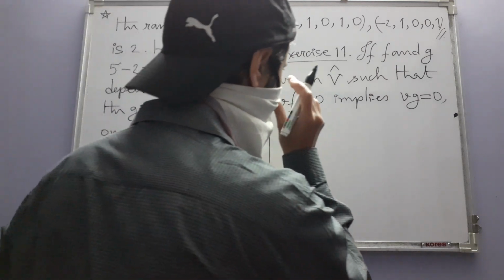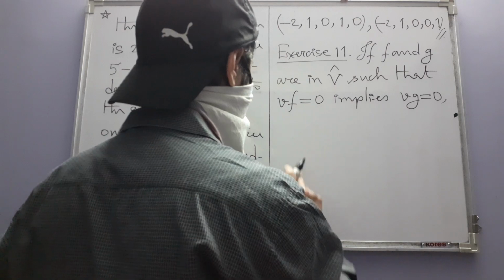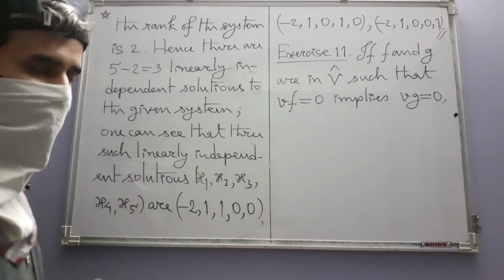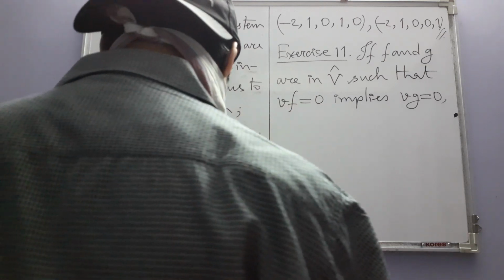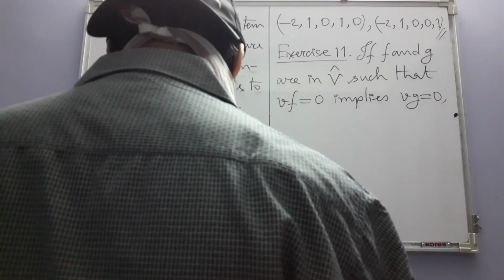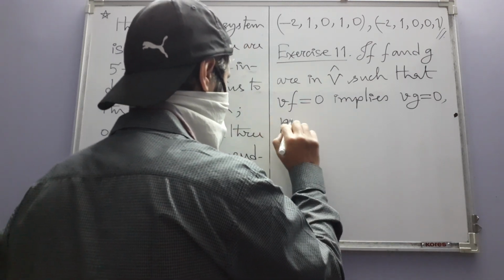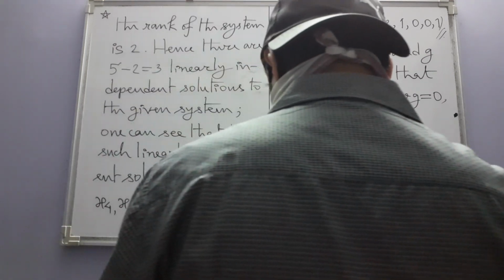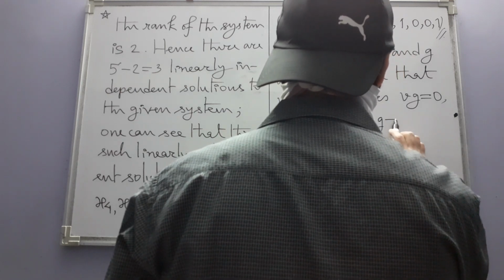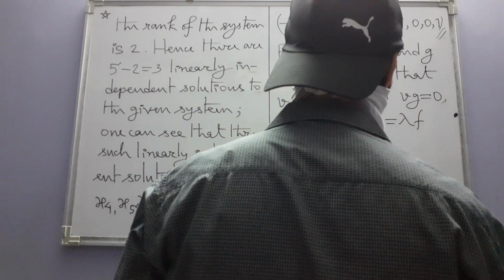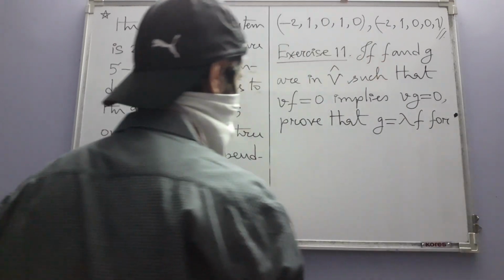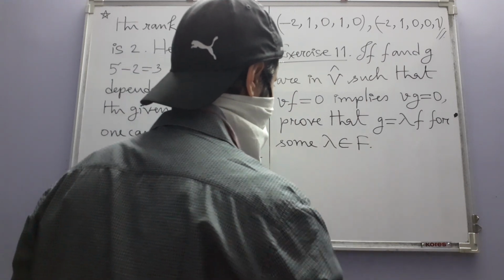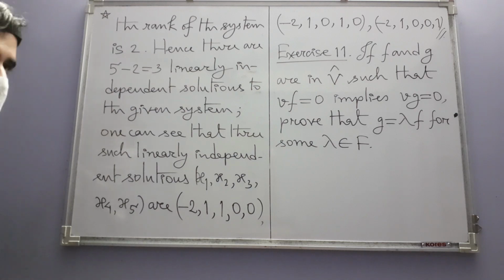So what is given is that f and g are two linear functionals such that any vector that vanishes under f also vanishes under g. If this is the case, then prove that g itself is a scalar multiple of f, for some scalar lambda in the underlying field. Okay.